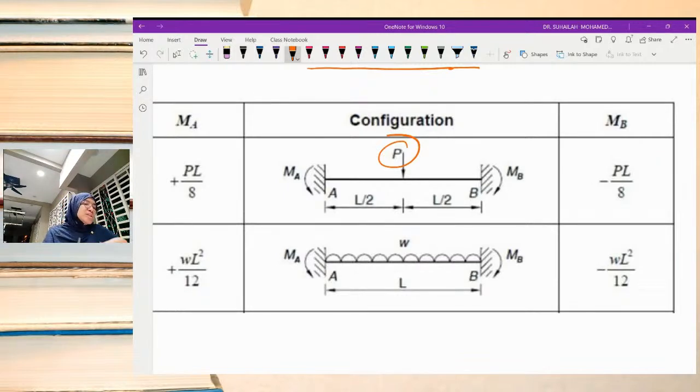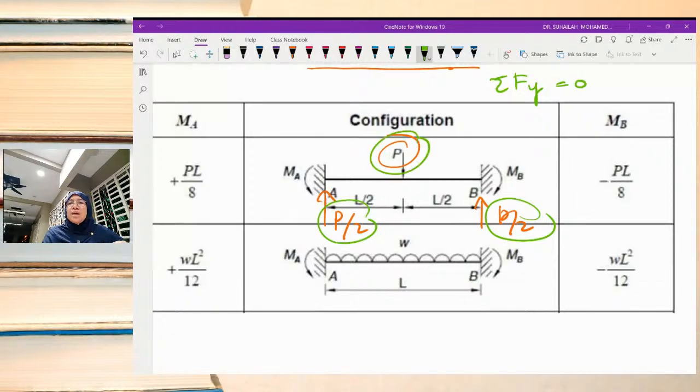Okay, for the vertical reaction, we have to balance the P, which means we will have P over 2 at A and P over 2 at B, so that the system is in equilibrium. Total Fy is equal to 0 when P over 2 plus P over 2 balances with P. Okay, that is the fixed end reaction.